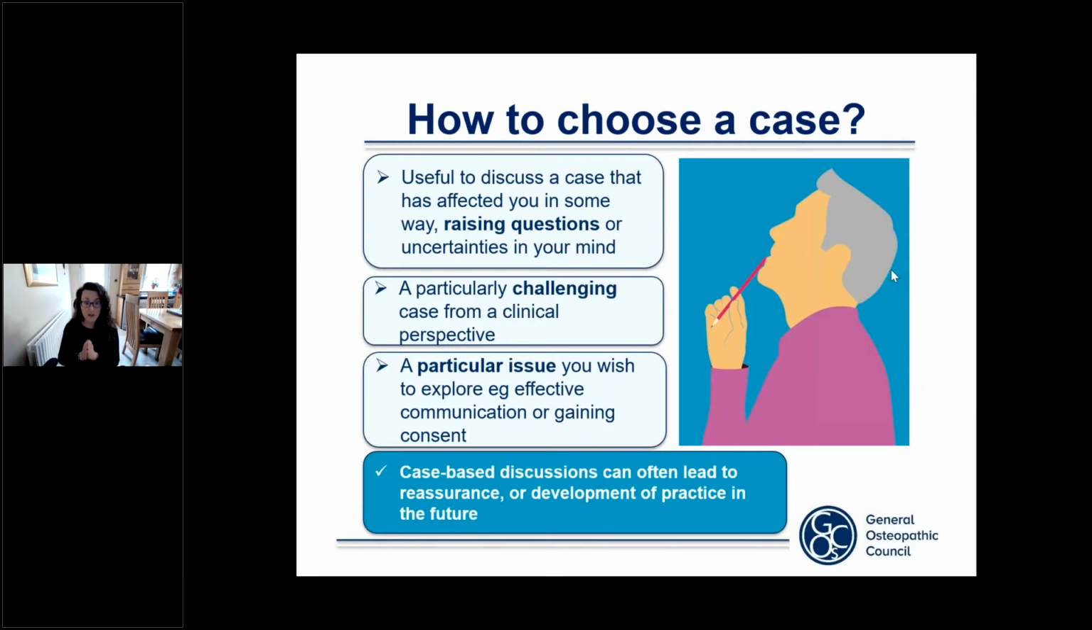It could have been a particular issue that cropped up, effective communication or gaining consent. If your case-based discussion focuses on those sorts of topics, then it can often meet the communication and consent requirement of the CPD scheme. The whole idea behind case-based discussions is that they can often lead to reassurance and sharing of ideas, things you hadn't thought about, to help you enhance your practice.